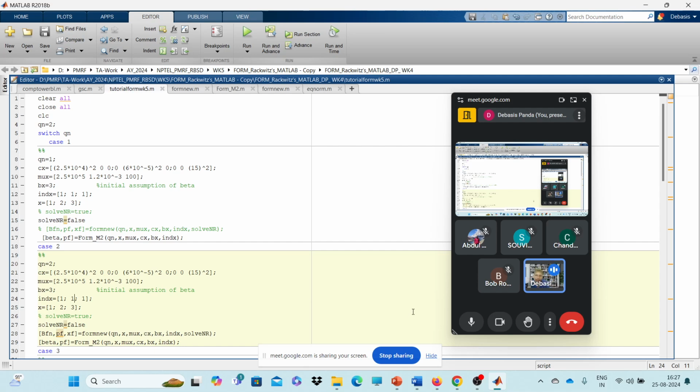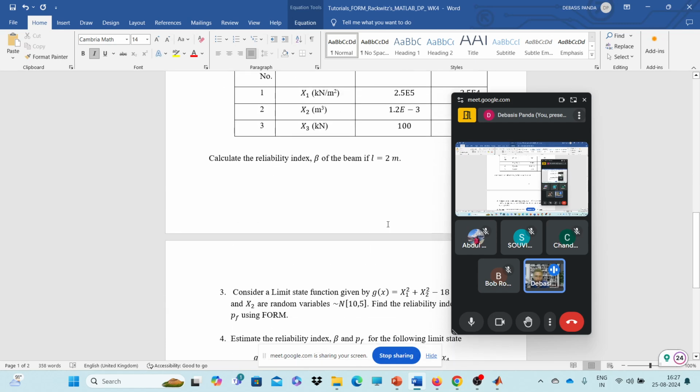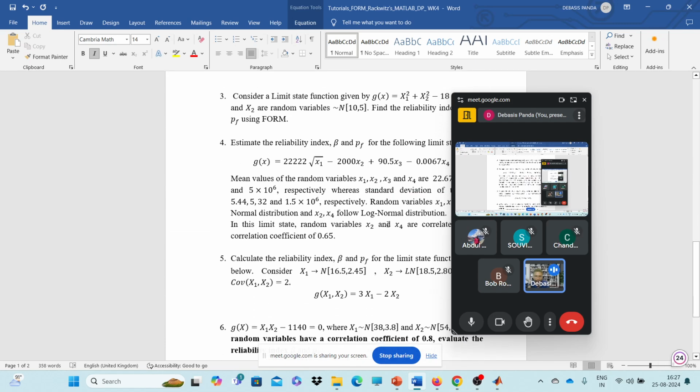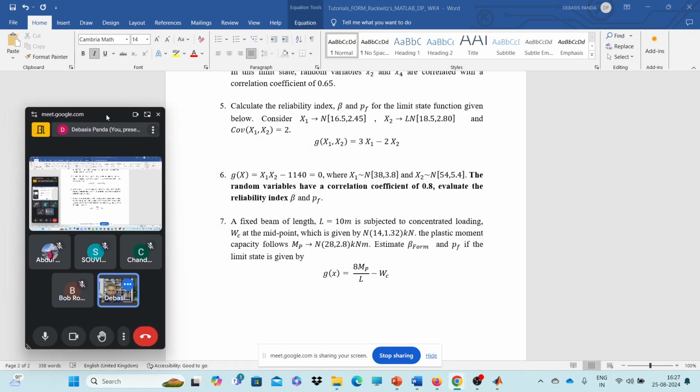Let's quickly solve some more problems, then we will move to problems using pen and paper. Say for example, let's consider one random variable where correlation coefficients and all are there.